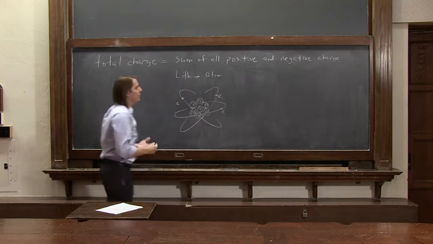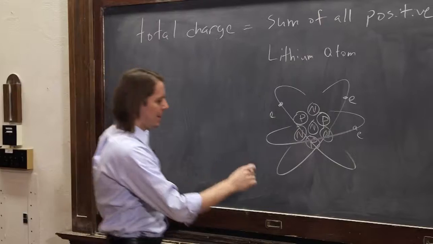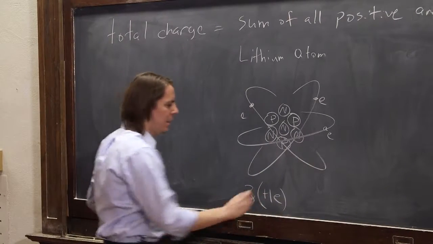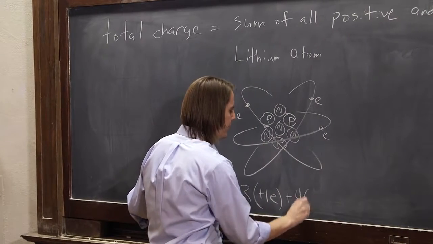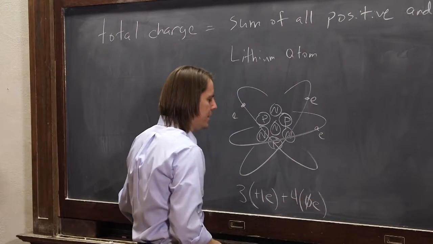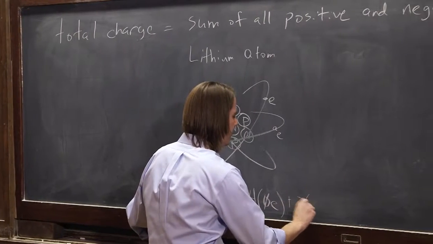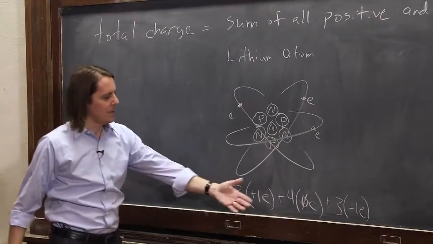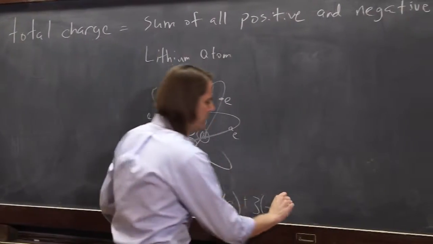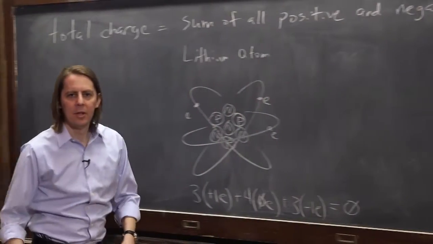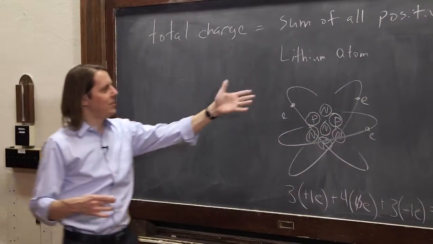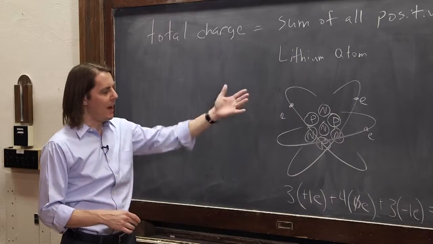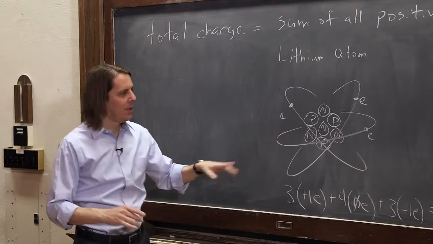So if I wanted to know the total charge on this atom, I would just say, well, it's 3 protons, so 3 times plus 1 E, plus 4 neutrons times 0 E, plus 3 electrons, 3 times minus 1 E. And I would add it up together. That's 3E plus 0 minus 3E equals 0. So sure enough, the charge on an atom in its natural neutral state is 0. It's neutral, just like it should be, right? Just by adding up the charge. The math will get harder, I promise.